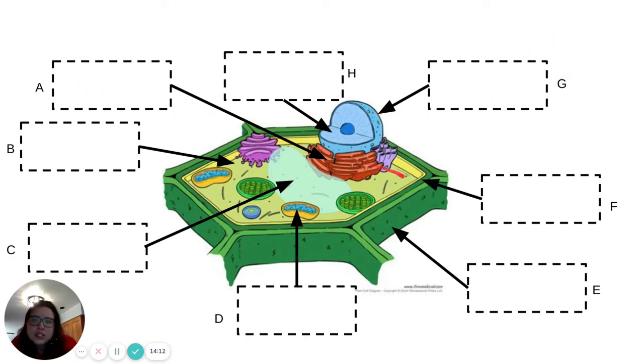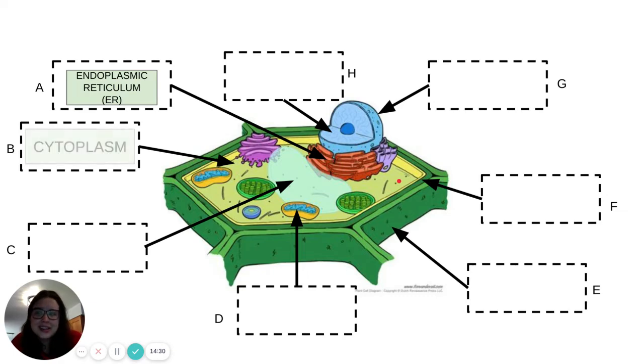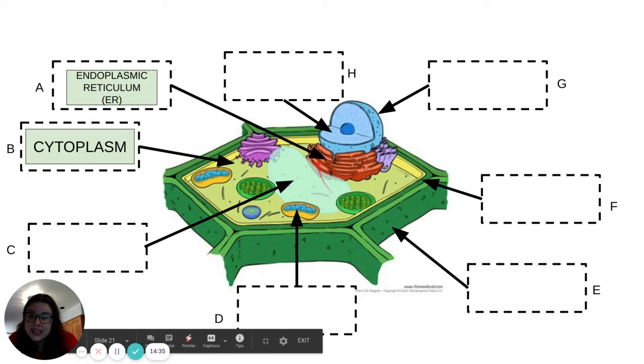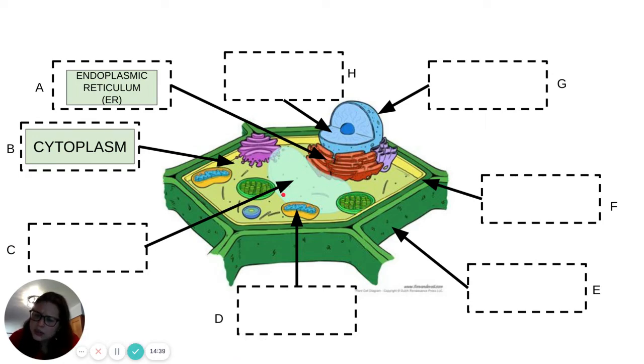Structure A was pointing to this right here, snuggled right up to the nucleus, which clued me in that this is the endoplasmic reticulum, or the ER. Structure B seems to be pointing to all of this light green stuff here. That jelly-like material is our cytoplasm. Structure C seems to be pointing to this right here. I notice it's a pretty large structure, which clued me into the fact that this is a vacuole.